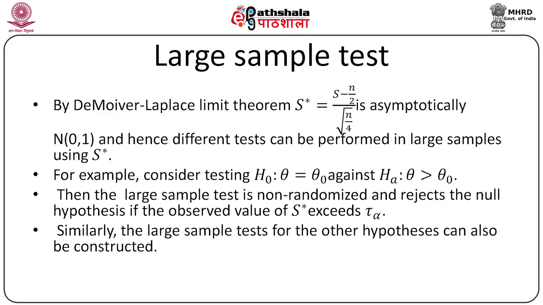For example, consider testing theta equal to theta naught against theta greater than theta naught. Then, the corresponding large sample test is non-randomized and rejects the null hypothesis if the observed value of S star exceeds tau alpha, where tau alpha is the upper alpha percentage point of a standard normal distribution. Similarly, the large sample tests for the other hypotheses can also be constructed.